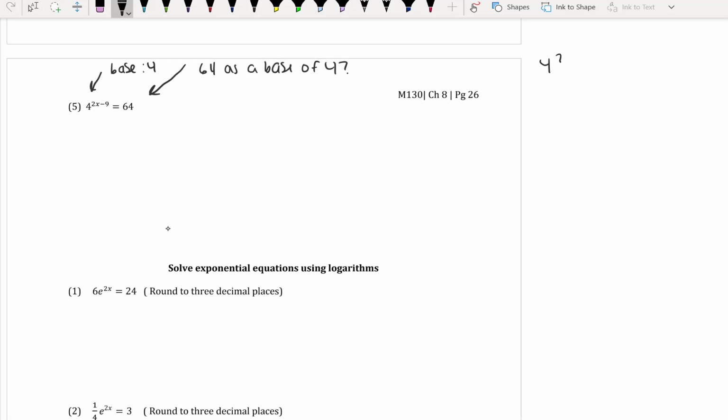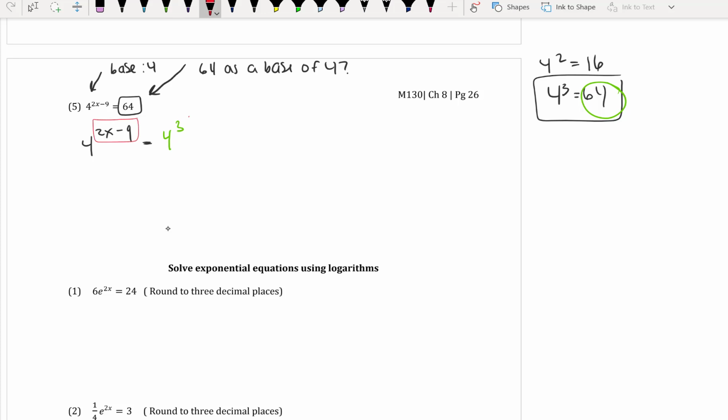If I have 4 squared, that's equal to 16. 4 to the third power, so 4 times 4 times 4, that's equal to 64. So I can use this to rewrite that 64. So now I'm going to have 4 to the 2x minus 9 is equal to, and since I already know that 64 is equal to 4 to the third, I'm going to rewrite it as 4 to the third power.